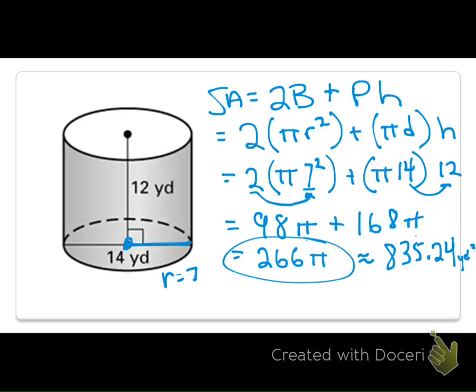Again, if I wanted to paint all the sides, or if I wanted to make a container that had that much surface area, that is how much material, in square yards, I would need. So there's our quick breakdown on surface area and how it works with a couple different shapes.